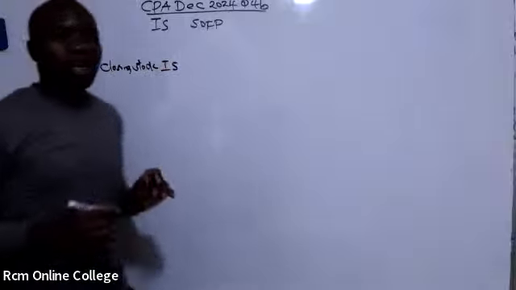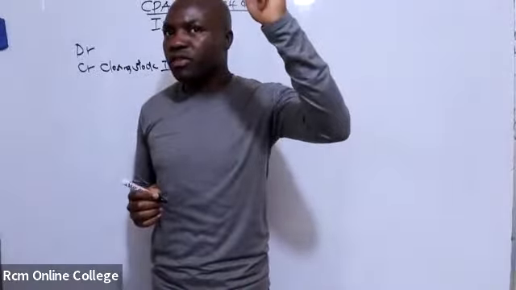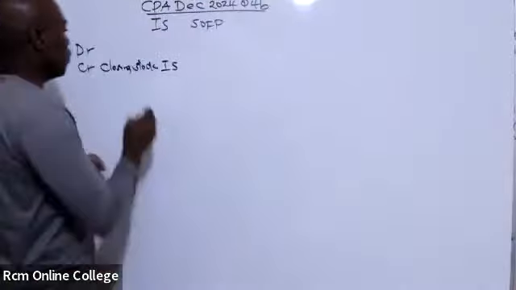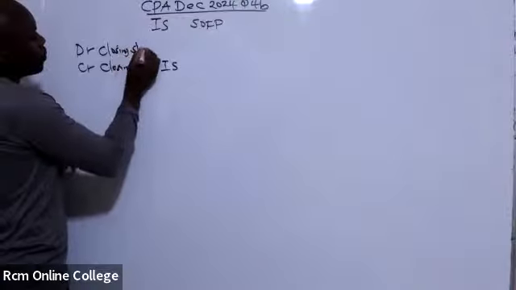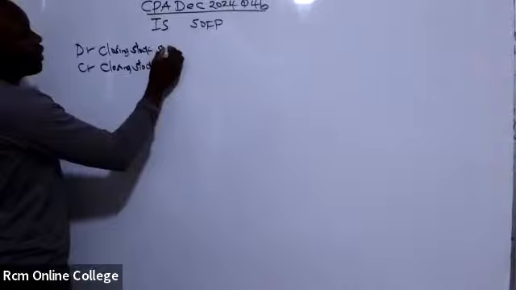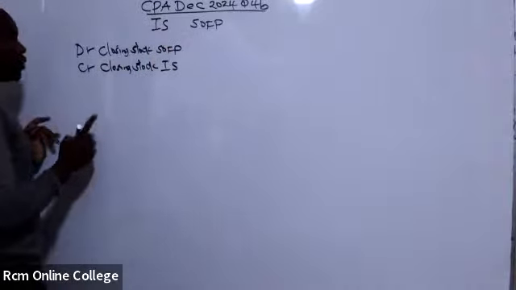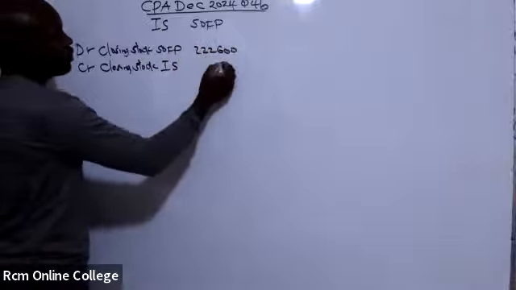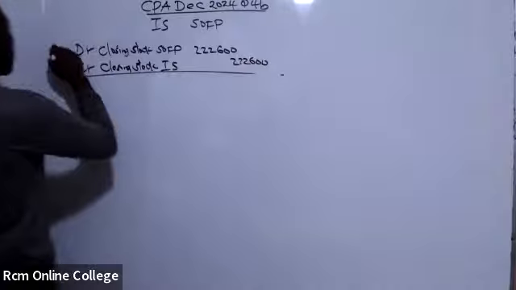In the statement of financial position under current assets, what do you normally do with the closing inventory? It is added there as an asset. So the same closing stock will be debited in the statement of financial position. So for every debit, we have been able to create a credit. How much is the figure? 222,600. That is number 1, right?